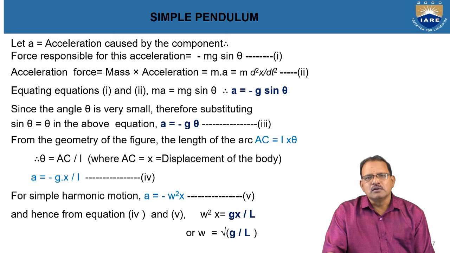For simple harmonic motion, A is given by minus omega square into x. On substituting A is equal to minus g x by L, we get omega is equal to under root of g by L.